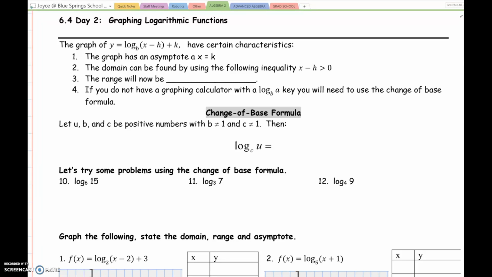I apologize in advance for the errors in this notes packet, but let's fix some of these errors. We are going to be focusing on this equation, y equals log base b of x minus h plus k.